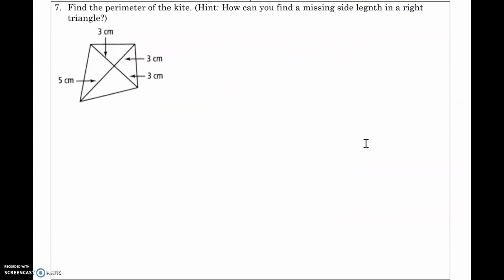For number 7, we want to find the perimeter of the kite. In order to do that, we need to find these side lengths here. And we know that consecutive sides are congruent. So the purple sides are congruent and our green sides are congruent. We also know that the diagonals are perpendicular. So we actually have 4 right triangles within our kite. When we know 2 sides of a right triangle and we are trying to solve for the third, we can use the Pythagorean theorem.